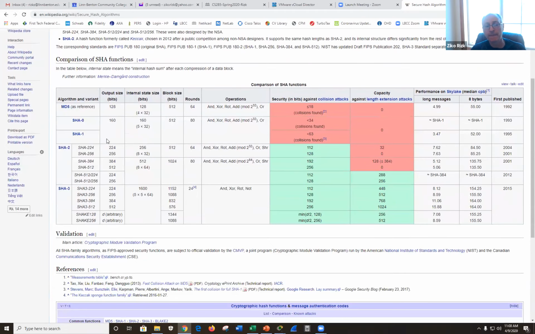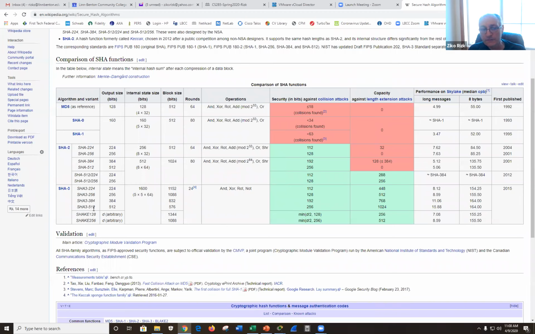Okay, very good. So this is a comparison of SHA functions. We're talking about SHA-0, SHA-1, SHA-2, SHA-3. And you can see the hashing key shrinks and grows. And the longer, the better. And here we have SHA-512, 128, 256, 512. And of course, 512 is far more secure than 256, and that is much more secure than 128.